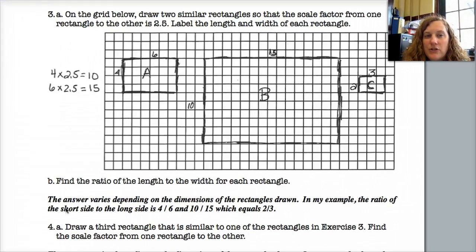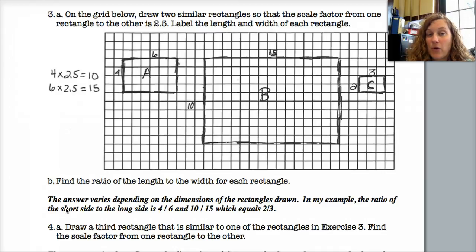On the grid below, draw two similar rectangles so the scale factor from one rectangle to the other is 2.5. Label the length and width of each rectangle. So here, what you start with really doesn't matter. You could draw any rectangle you want. You could draw a 1x2, you could draw a 2x4, you could do whatever. What matters is that your larger rectangle is 2.5 times bigger.